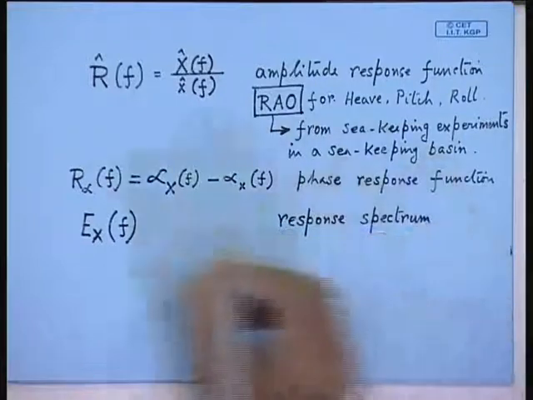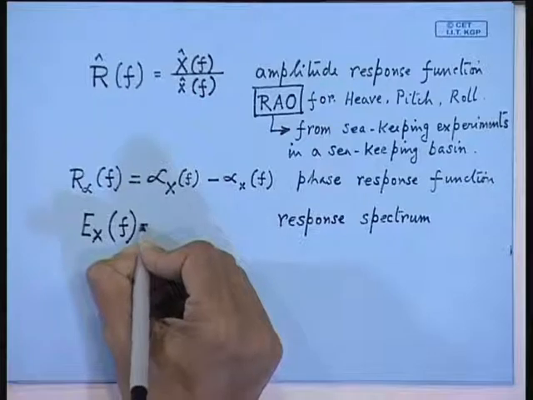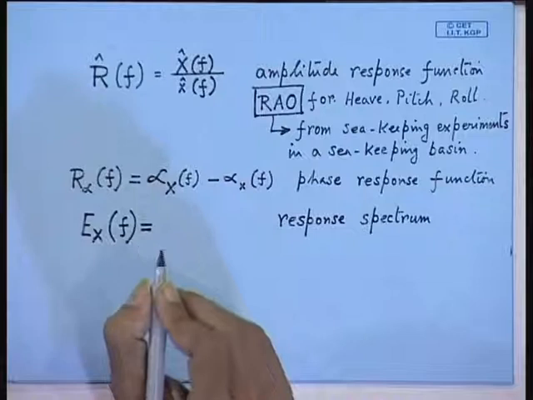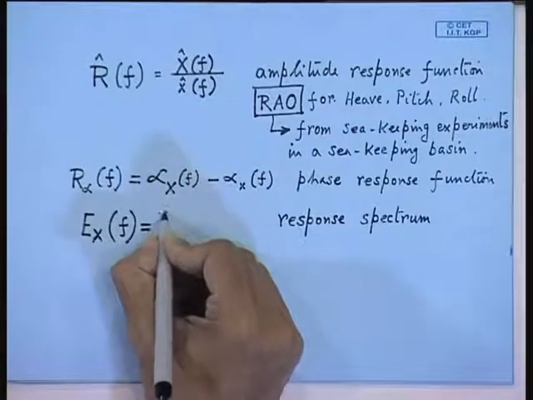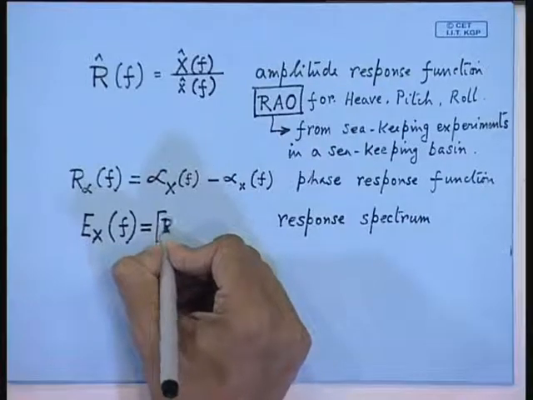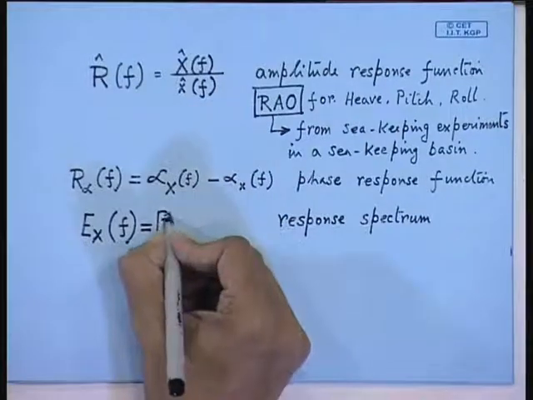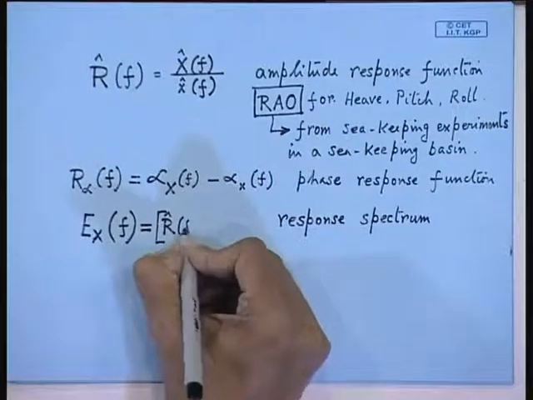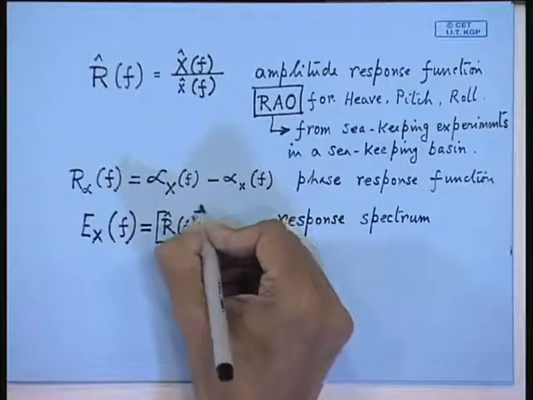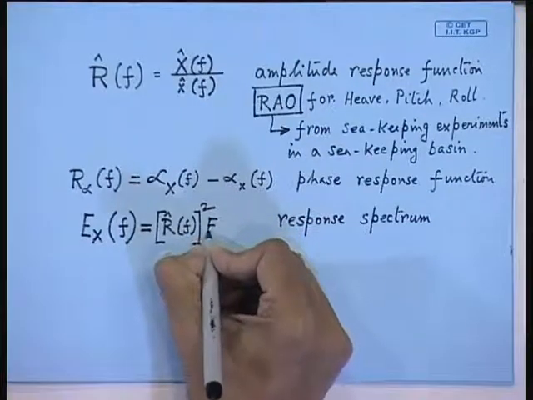Now, your response spectra, that is the spectra that we have analyzed in our previous class, is always the square of the amplitude. So, that means you square this RF. This thing that you have found out has to be squared, because we are dealing with the amplitude. Now, this square you multiply by the wave spectra.